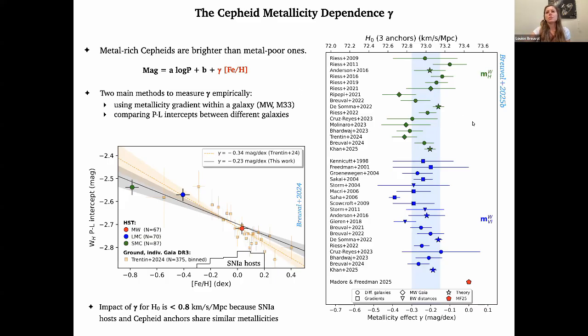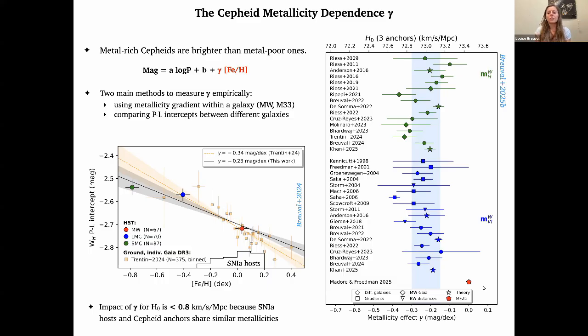And here you have the consensus, whether it's in the near infrared in green or in optical in blue. The metallicity dependence is basically from minus 0.15 to minus 0.3. And the different shapes here show different methods: the gradients, comparing different galaxies, using Gaia, and even the theory. However, there's one outlier here that I want to discuss today. It's by Madore and Freedman 2025. They present a zero metallicity effect.